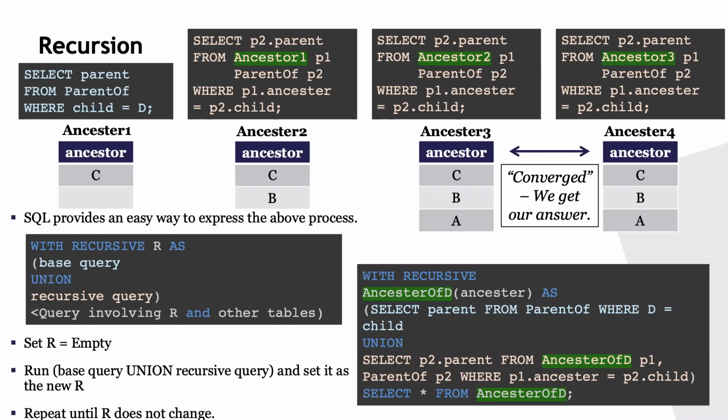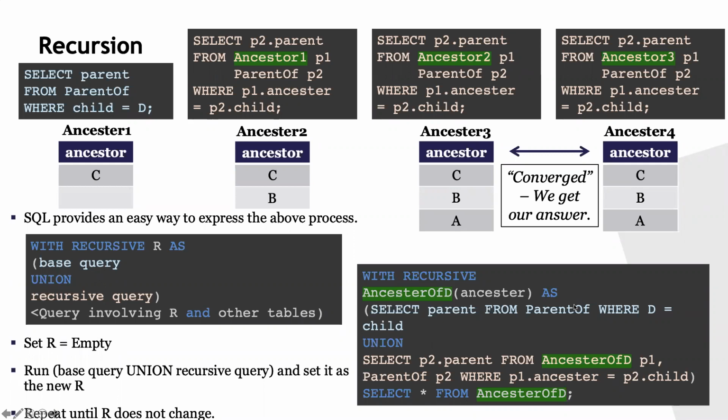So if you have this functionality, one thing you can do to implement this query that gets all the ancestors of person D can look like this. For example, you can have one recursive relation called ancestor of D. Here's a schema. It has a single attribute called ancestor. And this is the query.